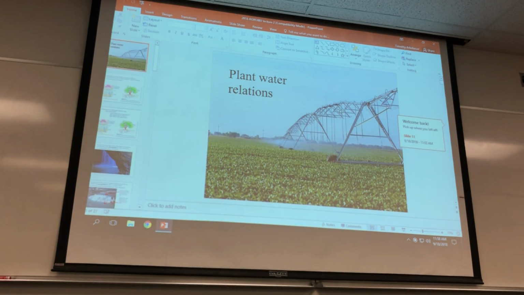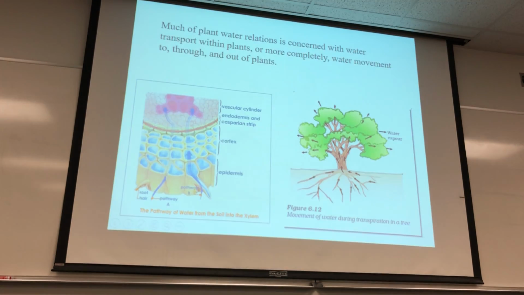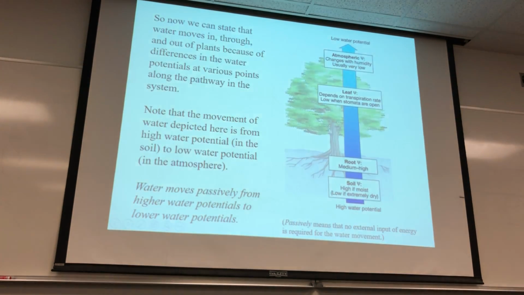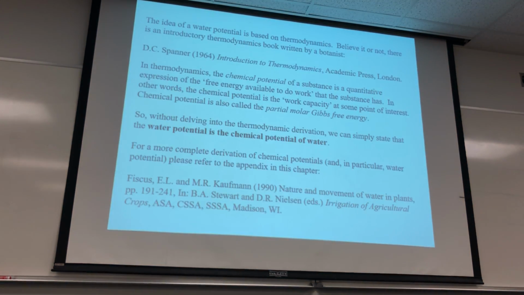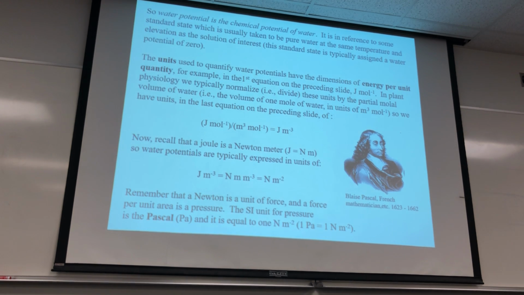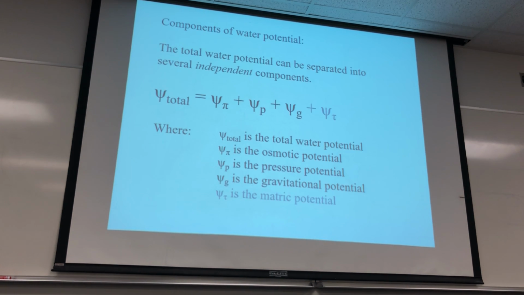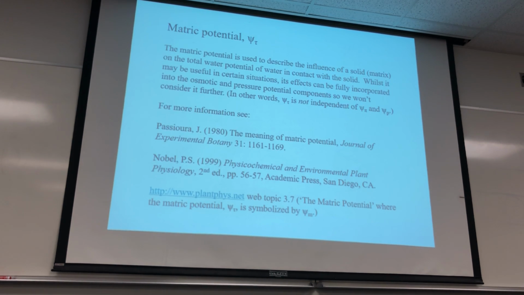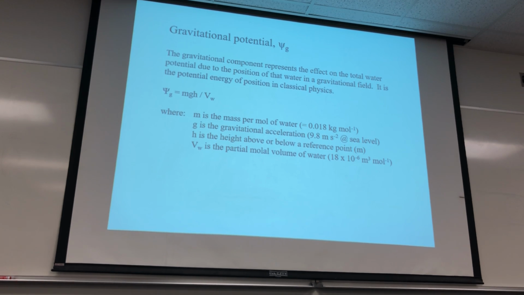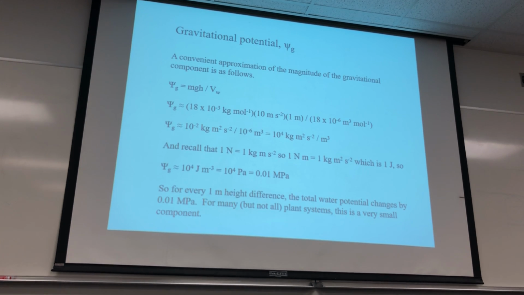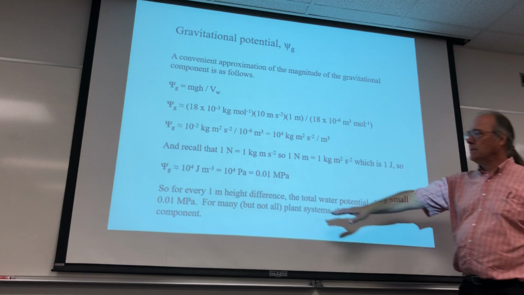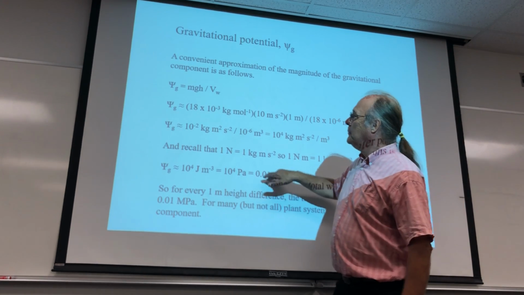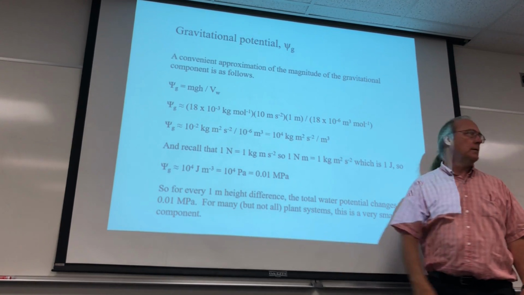What's important from this one? Oh yeah, water potentials. Okay, so we talked about this already. Chemical potential of water, the units, components of water potential, the gravitational component, which is about 1/100th of a megapascal per meter.